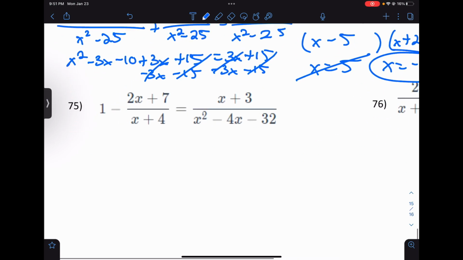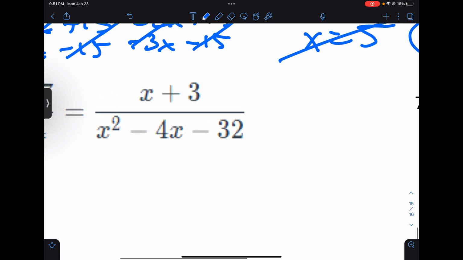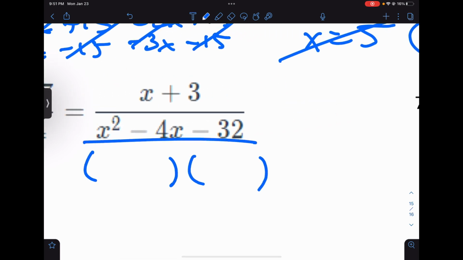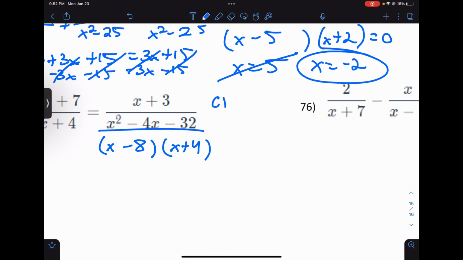All right, let's go ahead and try number 75 here. So again, we have to look and figure out what our common denominator is going to be. What I'm going to recommend doing is factoring this guy to give us a sense of what we're working with. So it multiplies to a negative 32, adds to a negative 4. Let's see, x minus 8 and x plus 4. So by the looks of it, that's going to be our common denominator. And again, we could leave that multiplied out as well. These are equivalent.